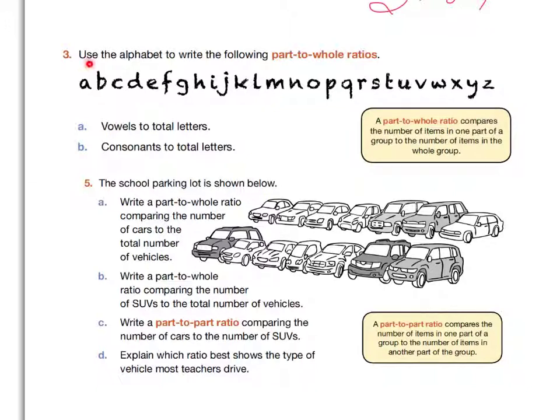All right, you are going to now use the alphabet to write the following part to whole ratios. Here we have the alphabet. You are comparing vowels to total letters. A vowel, again, is your A, E, I, O, U. They say sometimes Y. We're not going to count Y this time, so remember vowels are A, E, I, O, U. You're comparing vowels to total letters. And then you are comparing consonants to total letters. Consonants are any of the letters that are not vowels. So go ahead and press pause and do those two ratios now.